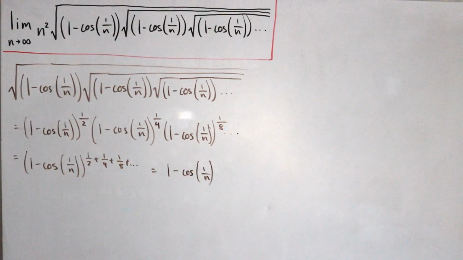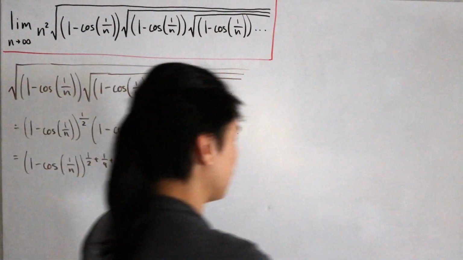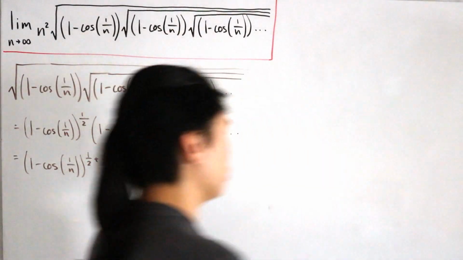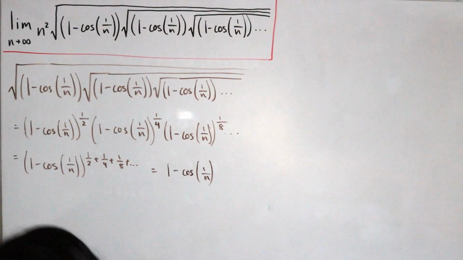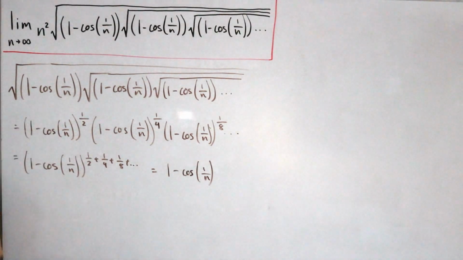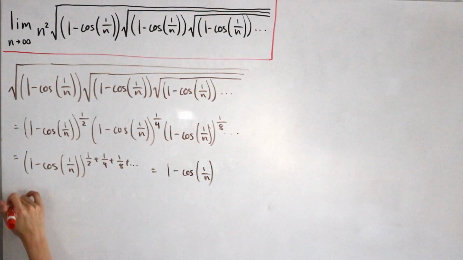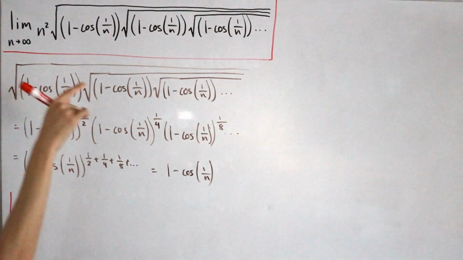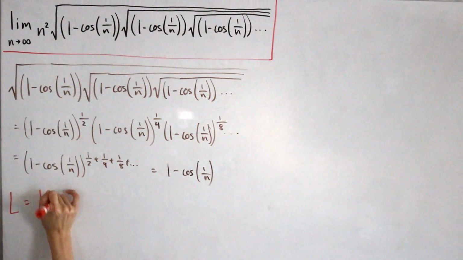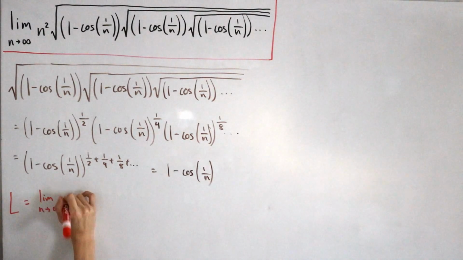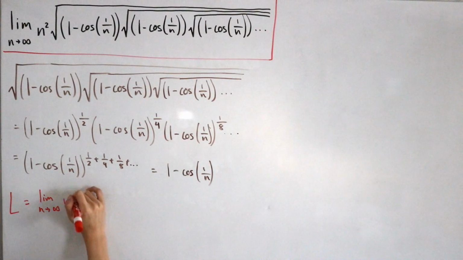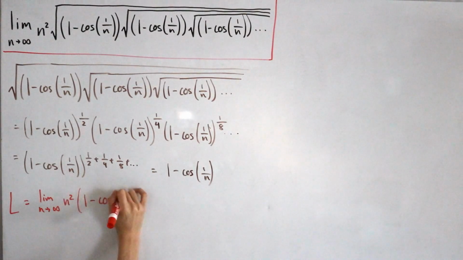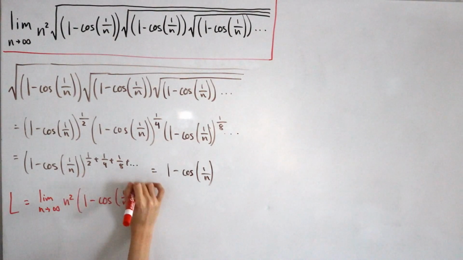This makes the expression a little easier to evaluate. So we're going to rewrite this expression. I'm going to call the whole limit that we're given capital L. So the limit as n approaches infinity of n squared, and then just the base itself. The radicals are completely out of the question. So there we have it.